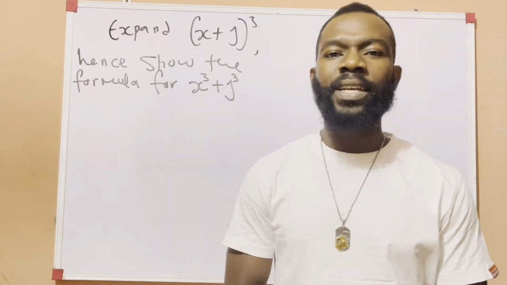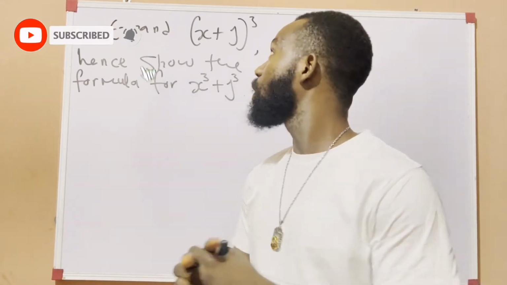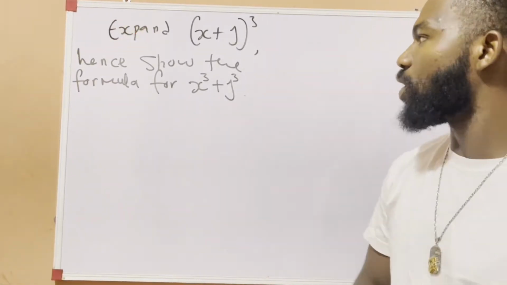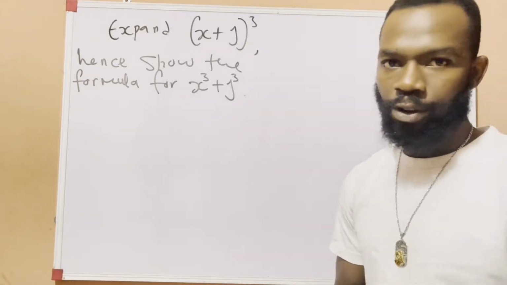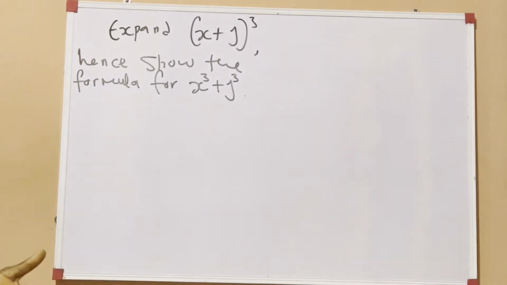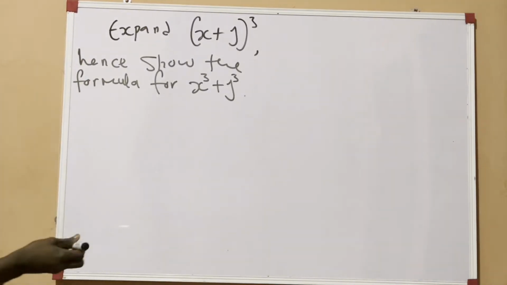It is your favorite presenter, Jeff Nino, and today we are expanding (x + y)³. And from the expansion, we are going to derive the formula for x³ + y³. Okay, how can we expand (x + y)³? I'll be using two methods. First is this, okay?